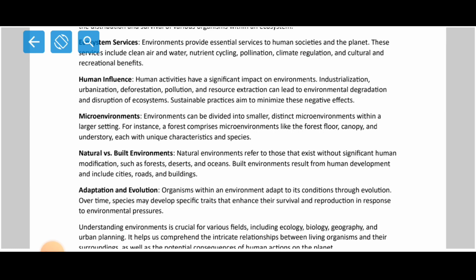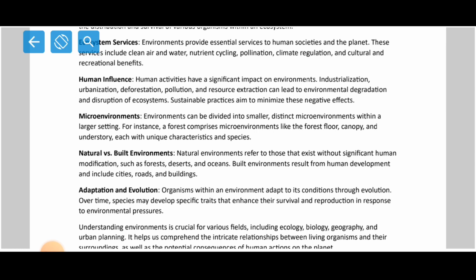The examples of natural environment can be forests, deserts, oceans, seas, and mountains, right? But the environment made by humans will be the parks, the lakes, the roads, the cities, the buildings, all right? So all this comes under man-made environment.